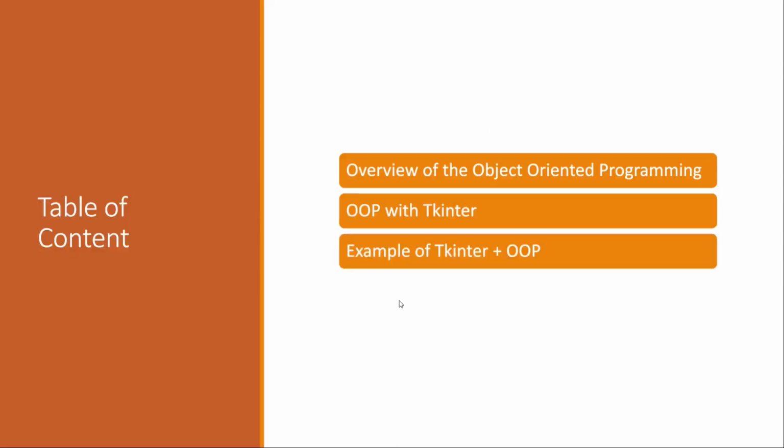So first I will give you a brief information about object-oriented programming. Then we will see how you can write the Tkinter application using OOPs, or object-oriented programming. And at the end, we will create a small application that will work as an example for Tkinter with object-oriented programming.